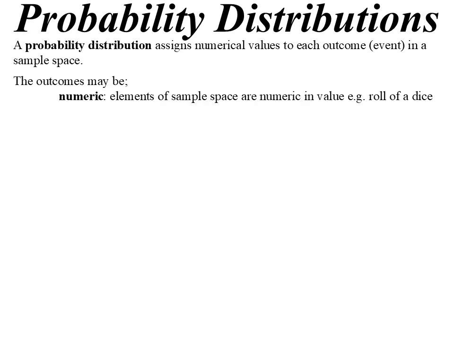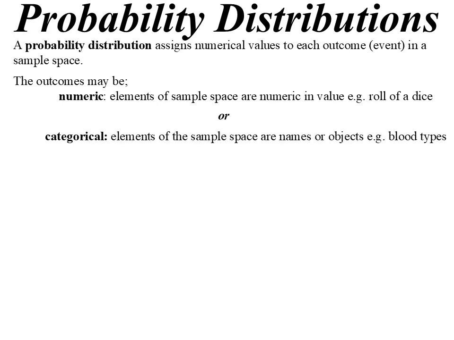We're interested in looking at probability distributions. Basically, what is a probability distribution? It assigns a value to every outcome in a sample space. Now, outcomes could be numeric, so elements of the sample space are numeric. An example there would be simply the roll of a die. I could get a 1, a 2, or 3, so the results are numeric.